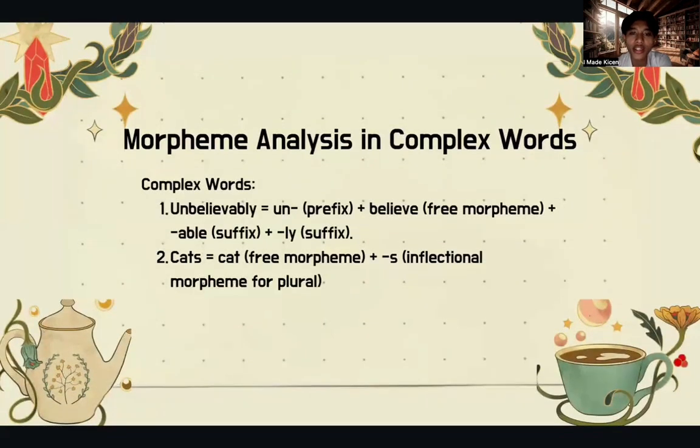The morpheme analysis in complex words. Number one, unbelievable: un-, prefix, plus believe, free morpheme, plus -able, suffix. The second, cats: cat, a free morpheme, plus -s, an inflectional morpheme for plural.